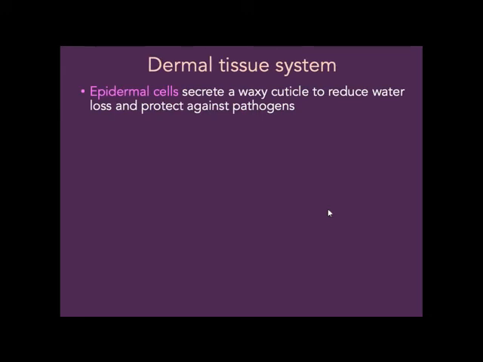All right, so we're going to start with the dermal tissue system. The very outside of the dermal tissue system is the epidermal cells, and those are the cells that secrete a waxy cuticle, and that's what keeps the plants from losing water. Also, it protects them against invading pathogens. Viruses and bacteria also affect plants, and the waxy cuticle can repel some of those.